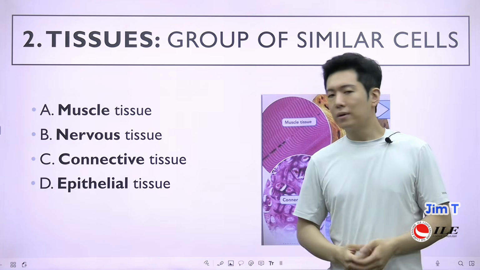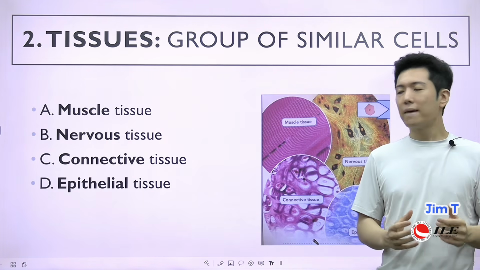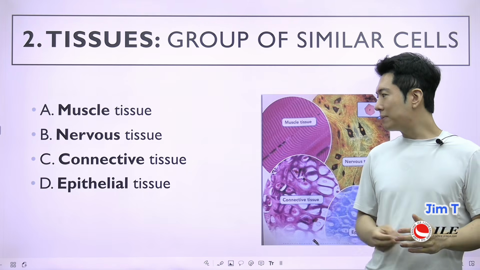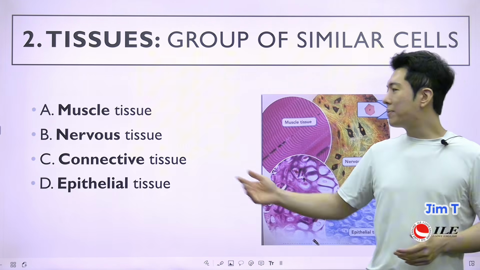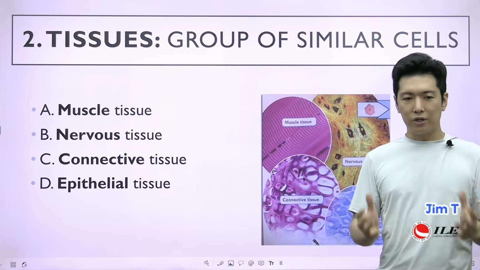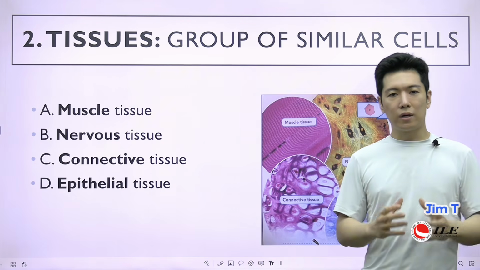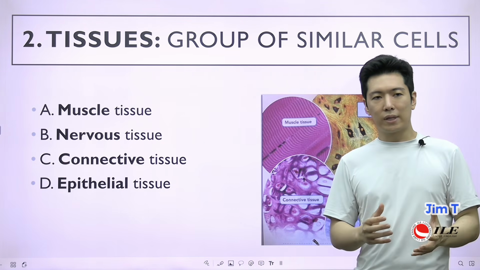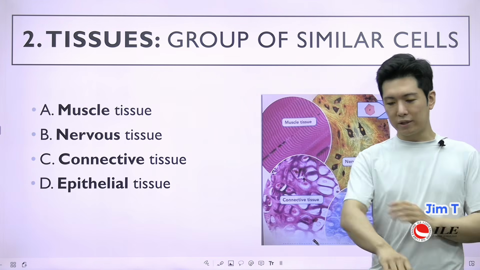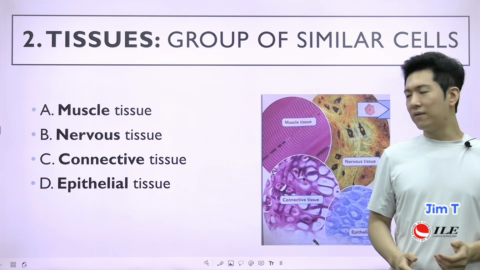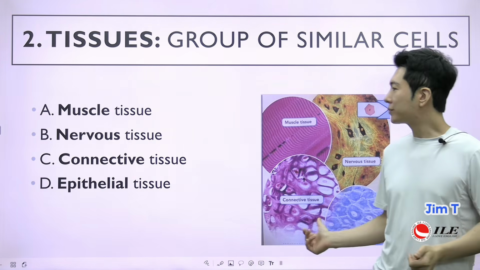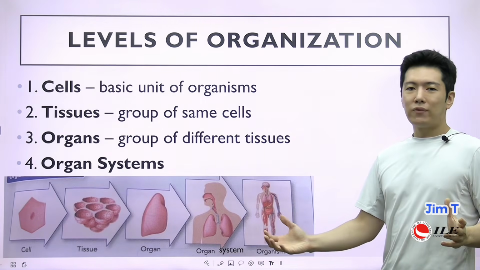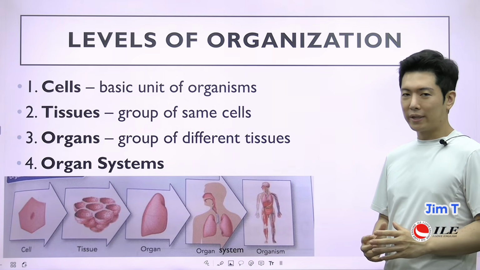The connective tissue forms and structures our body. The main two types of connective tissues are bone tissue and fat tissue. Lastly, the epithelial tissue is the outer surface of our body. Like our internal organs, the surface of the organ separates it from other organs, and our skin also consists of many epithelial tissues.